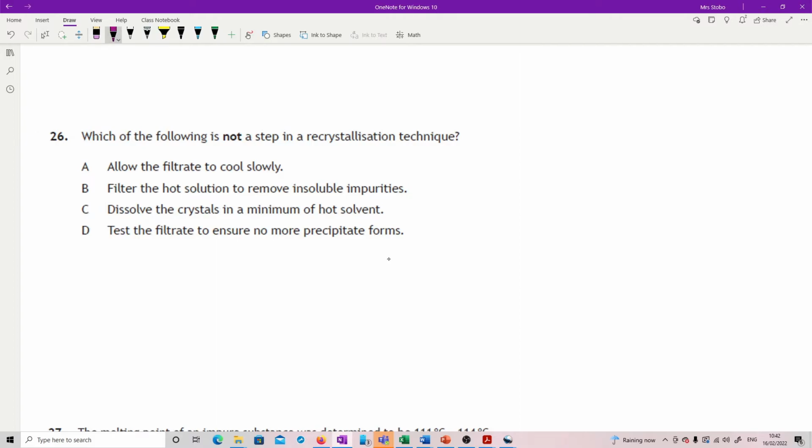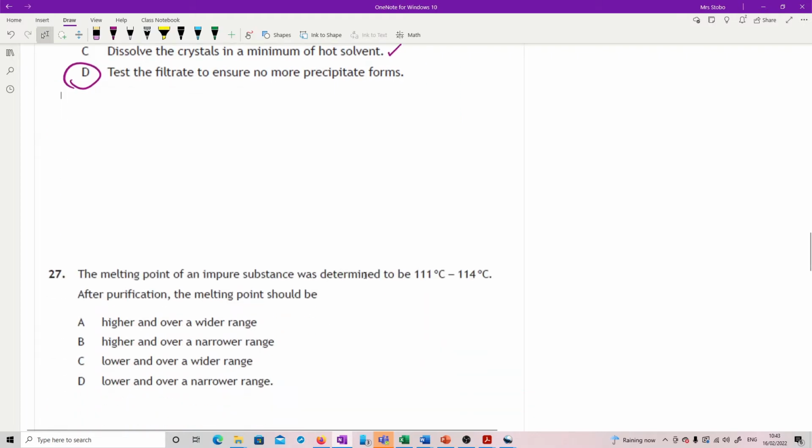Right. So first thing you do is dissolve them in the minimum of hot solvent, and then you'd filter, and then you'd cool it. So all these first three are definitely recrystallization. Testing the filtrate to ensure no more precipitate forms, that's not recrystallization. That's one of your steps when you're doing a gravimetric analysis and you're checking to make sure that you've got nothing left of the thing you're trying to precipitate out to measure. So this one is not.